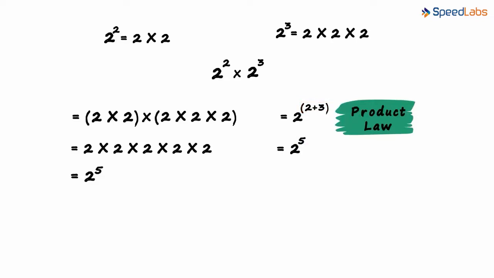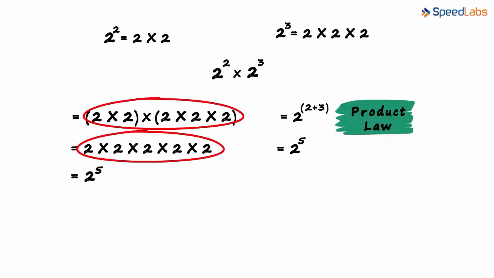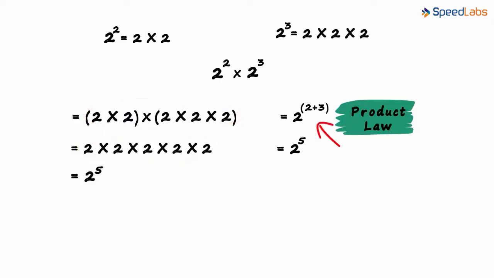This method in which we can add the exponents of two numbers with the same base is called the product law. Also remember that what we are finding here is actually the product of two numbers. So when you see two numbers with the same base being multiplied with each other, you can conveniently use the product law. Also observe that the product law has made our life much simpler. We avoided writing so many 2's and got the correct answer in just one step.